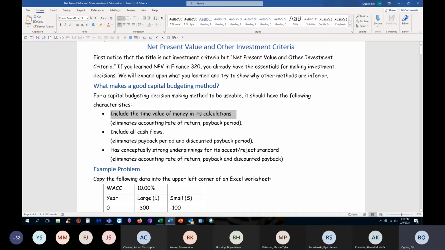All right, and if you read through the accounting rate of return method or the payback period, neither one of those discounts the cash flows. So those are eliminated. It includes all cash flows.